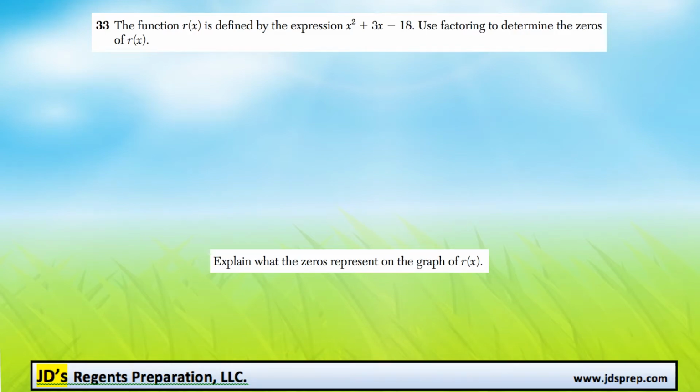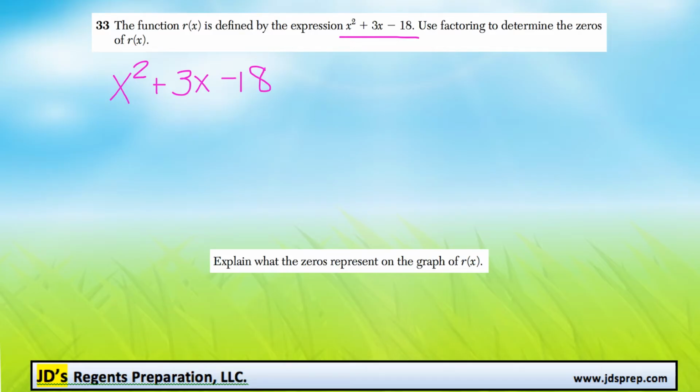This is problem number 33 from the June 2017 Algebra Regents exam. So we've got a function r of x, and it's x squared plus 3x minus 18. And it says to use factoring to determine the zeros of it. So it's fairly straightforward. All we gotta do is factor this guy.